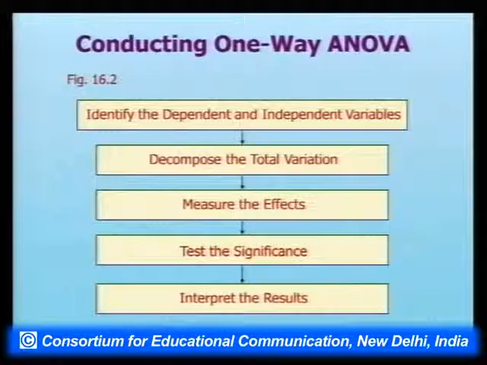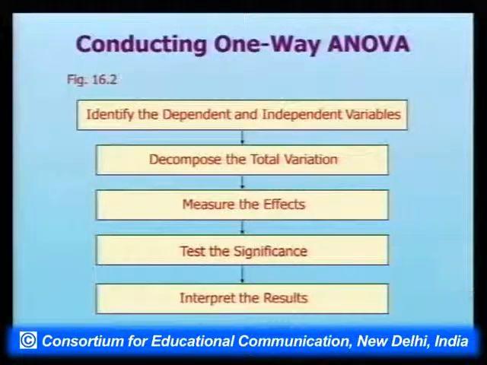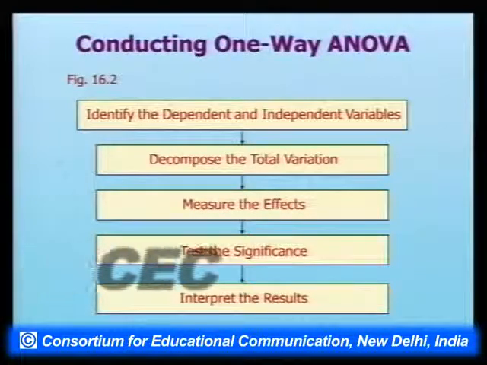Basically, measuring the effect means we try to measure which of the three groups, or more than three groups, are different from the others. Then we test the significance, whether we are able to explain significantly, and then based on the results we interpret the results and take decisions accordingly.